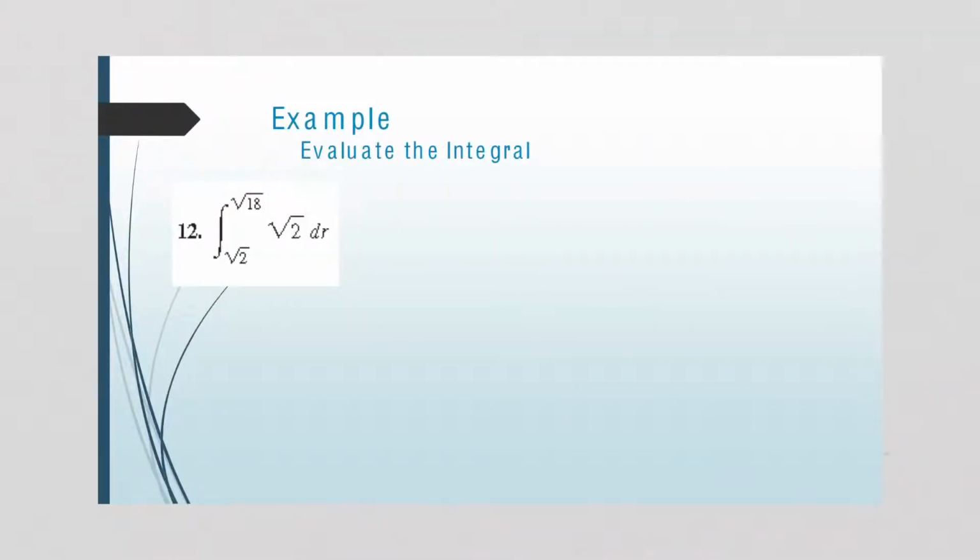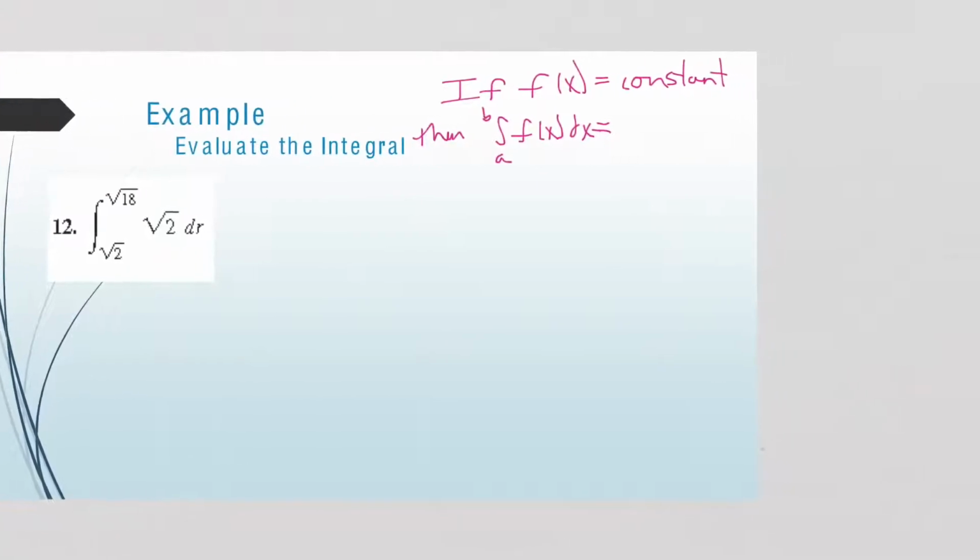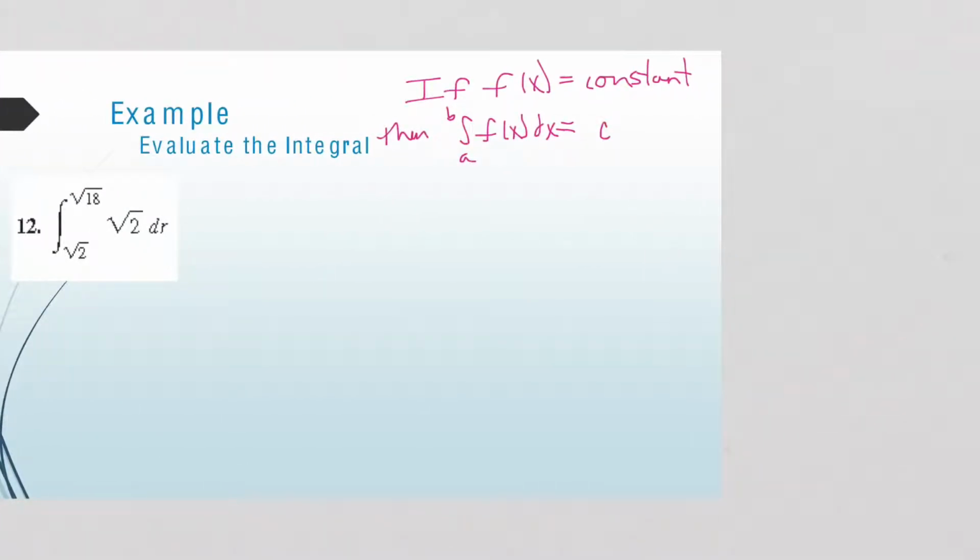Now we're going to evaluate the integral. So to do that, we need to think about where we're going to and where we're going from. Well, one of the properties of integrals is that if f of x equals a constant, so just a number, then the integral from a to b of f of x dx equals that constant times b minus a.